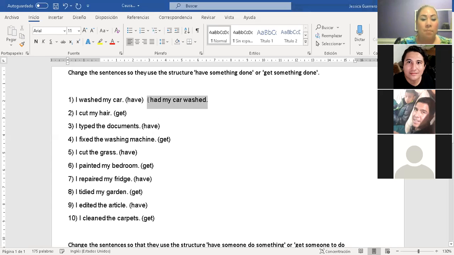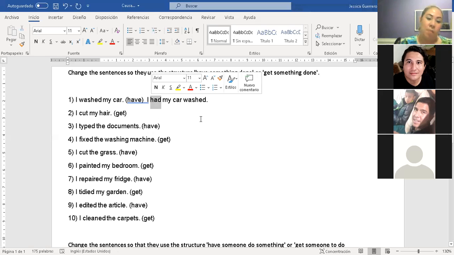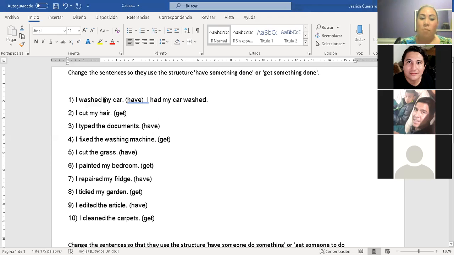Here we have the verb, the subject is I. Here we use have, in this case the simple past of have because washed is in the simple past. Then we use the object, which is in this case my car, and finally the verb in the past participle, which is washed. But you can also use get. Another possibility would be I got, the passive get, so I got my car washed. That's just to give you an idea of how you have to do this in case you were a little bit confused.